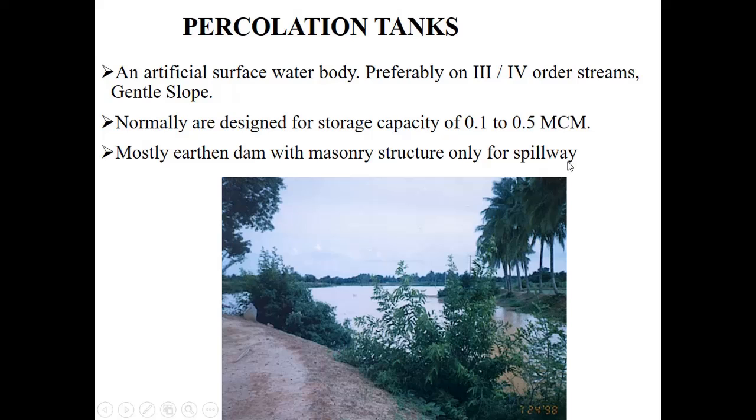Percolation tanks. This is an artificial recharging body or artificial surface water body, preferably constructed across third and fourth order streams, wherever the gentle slope exists. Normally these are designed to store 0.1 to 0.5 million cubic meter of water. So mostly these are earthen dams with masonry structures only for the spillway.